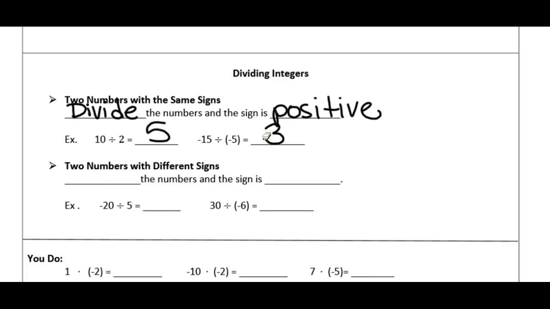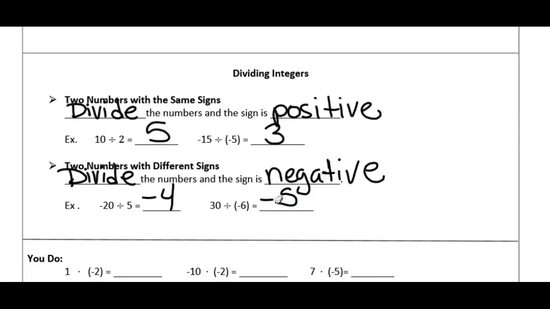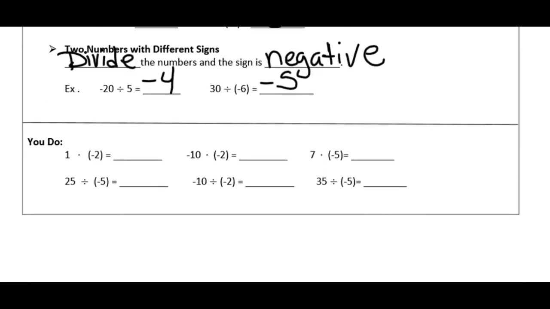Two numbers with different signs, we're still going to divide those numbers because we're dividing. But the sign now will be negative because we have one positive and one negative. So if we take a negative 20 divided by 5, I get a negative 4. And if I have 30 divided by a negative 6, I get a negative 5. Next couple questions you can do on your own to see if you understand the rules. And then we'll look on the back.